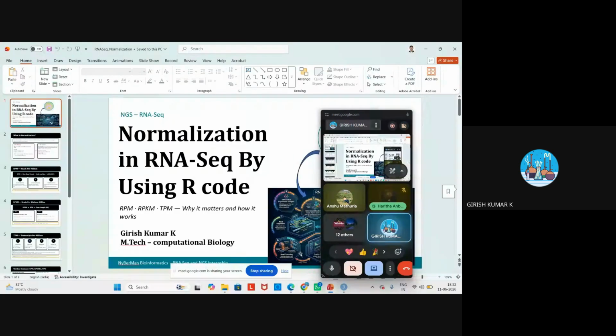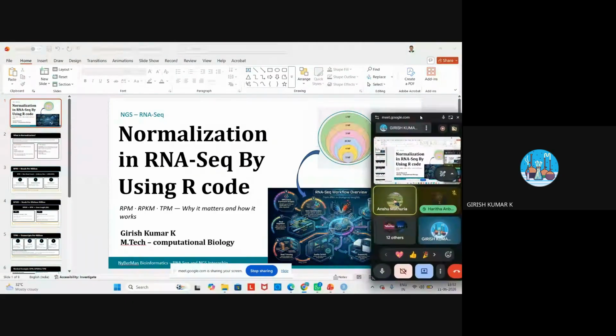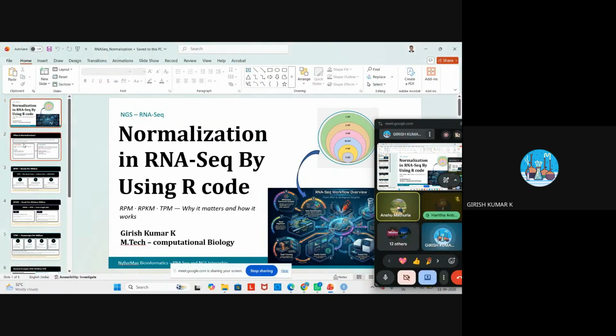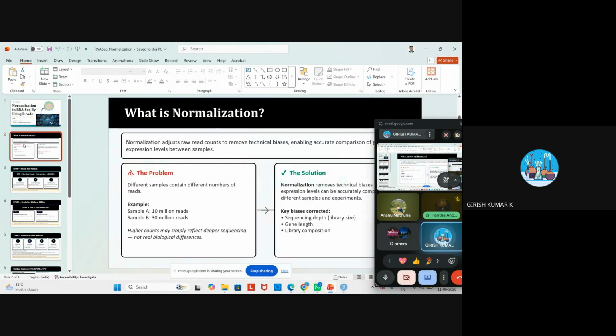First, I made a PPT, ma'am, for my presentation. I did the calculation by using R code, ma'am. Okay, that's good. So, first of all, what is normalization? Normalization is to adjust the raw read count to remove the technical bias, enabling accurate comparison of the gene expression. Sorry to interrupt you, Girish. Can you share your slide? Can you do it in a slideshow? Yes, ma'am.